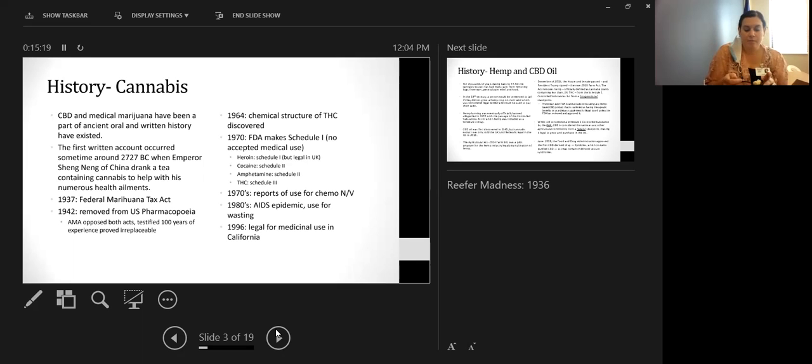Also in the 70s, though, they realized this is really helpful for chemo patients with nausea and vomiting. And then in the 1980s, when the AIDS epidemic came out, it was used for wasting. I don't know if you ever remember seeing pictures of AIDS patients back in the 80s, but they looked very malnourished, and so it helped with that. And then in 1996, California, like they oftentimes do, being forefront leaders, made it legal for medicinal use. And to think that that was already 25 years ago is crazy.